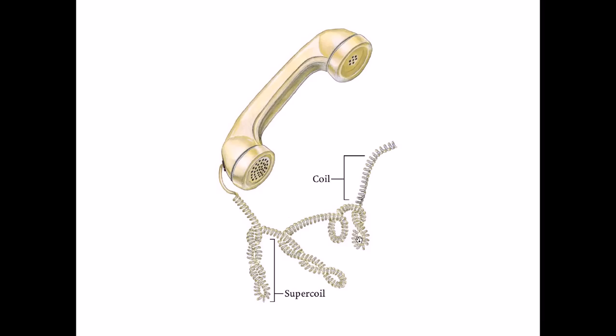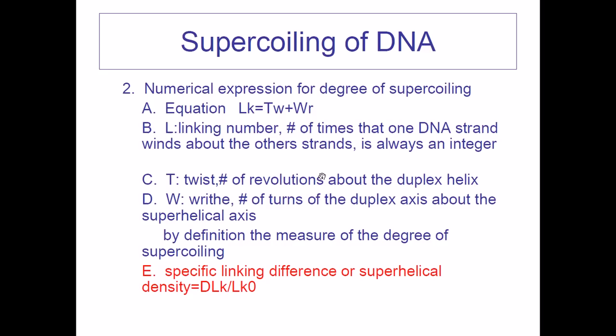If you look here, each time they cross against each other is the twist. Now each time the whole DNA structure coils about itself is a writhe. So 1, 2, 3, here you can see 3 writhes, right? Now finally, the specific linking difference can be calculated and it gives us the superhelical density, which is formed by Lk divided by Lk naught, or Lk 0, right? So Lk means the linking number, the linking number of the superhelical content divided by the linking number of 0. So what is it? Let's talk about it.